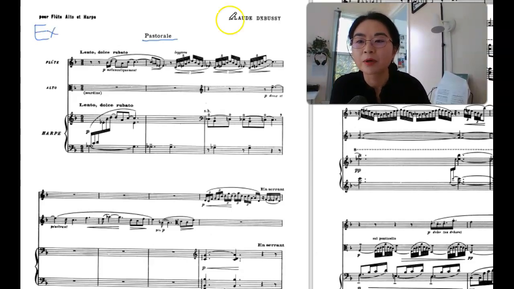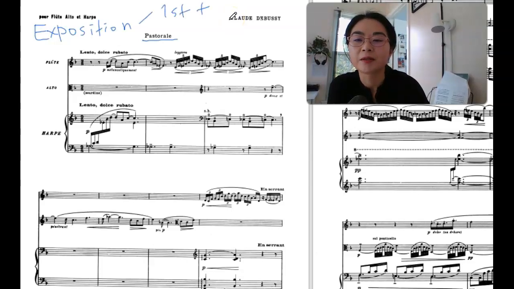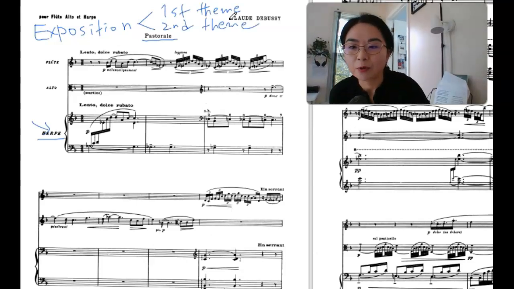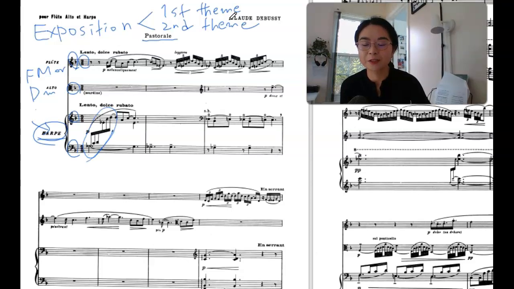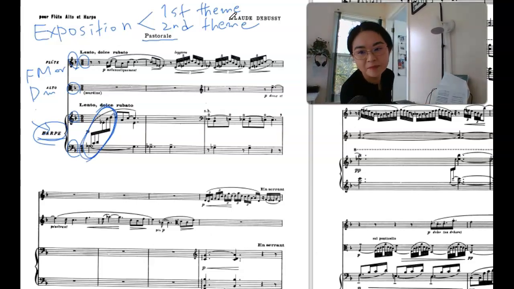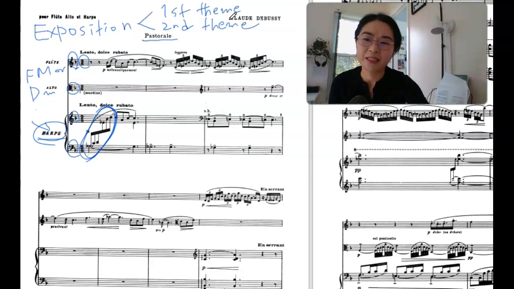So the first part of sonata form is always the exposition, and in this exposition, as you may know, we have first theme and the second theme. And before we begin, you have to always check the key signatures. So this one has only one flat, which means this is supposed to be either F major or D minor. And the harp starts the music with an arpeggio. And can you tell me what this chord is? The first chord. This one starts with G flat. So this is obviously not F major tonic chord or D minor tonic chord.